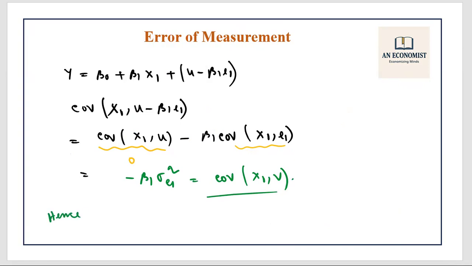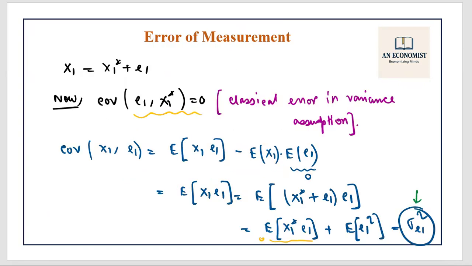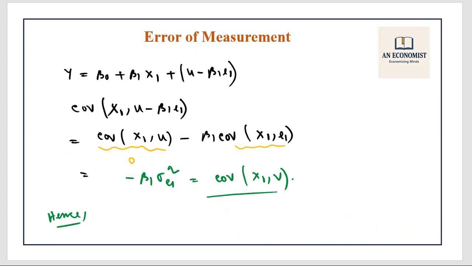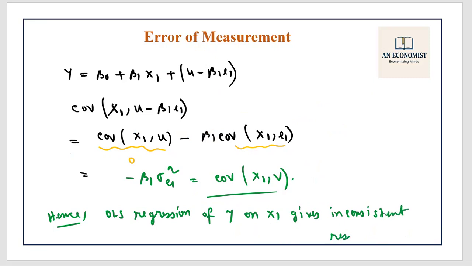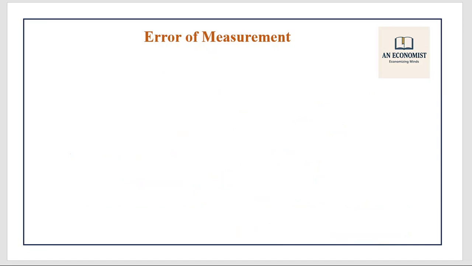Hence, if you assume that the classical error in variance assumption is holding, what you can see is that the OLS regression of y on x1 gives inconsistent result. So these are all the properties regarding that.